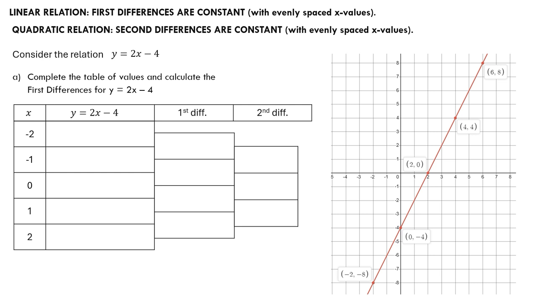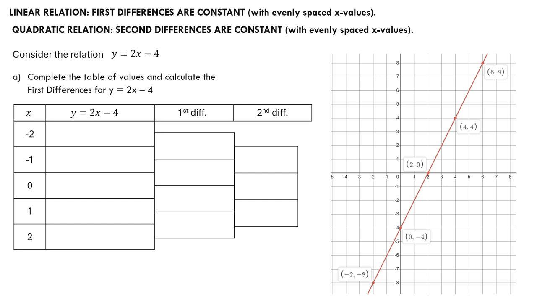Unit 5, Day 3, talking about first and second differences. In a linear relation, the first differences are constant, with evenly spaced x values. With quadratic relations, the second differences are constant, with evenly different x values.